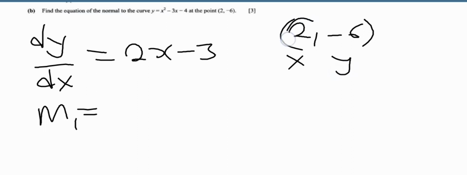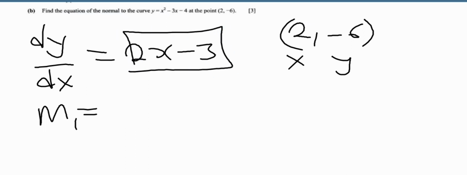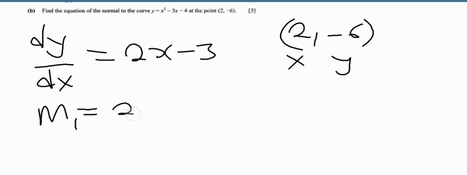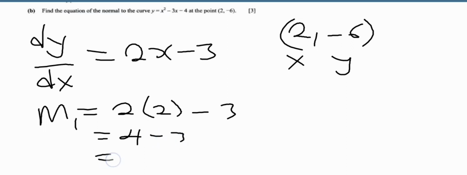So we are going to take positive 6 and insert it in this dy/dx that we have to find the gradient. So we are going to say 2 open bracket 2 minus 3. So 2 multiplied by 2, we are going to get 4 minus 3. Then 4 minus 3, we are going to get 1. Now this one here is the gradient of the tangent to the curve.